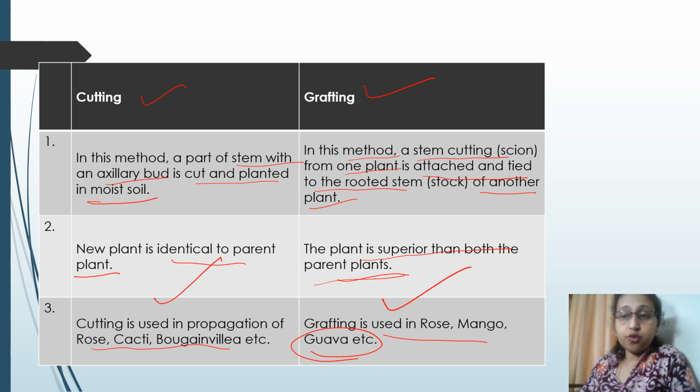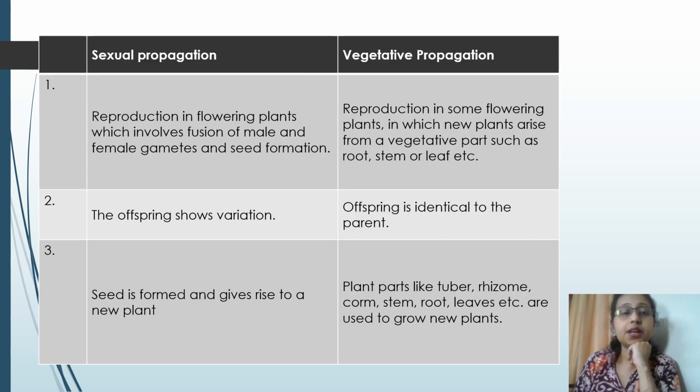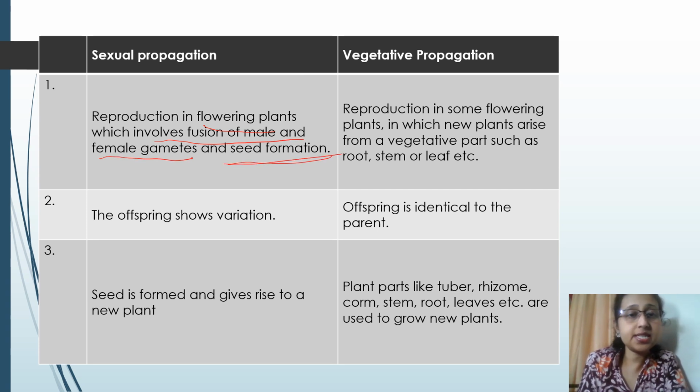So now we will move on to the next one. Now here, what is the difference between sexual propagation and vegetative propagation? Reproduction in flowering plants which involves the fusion of the male and the female gametes and seed formation is sexual propagation, or sexual reproduction in plants. And vegetative reproduction or propagation is reproduction in some flowering plants in which the new plants arise from the vegetative parts such as root, stem and leaf.